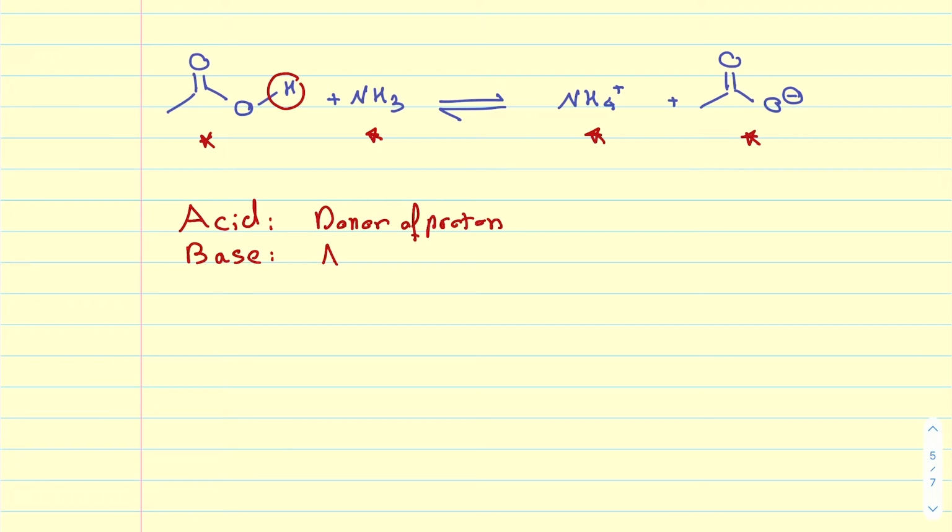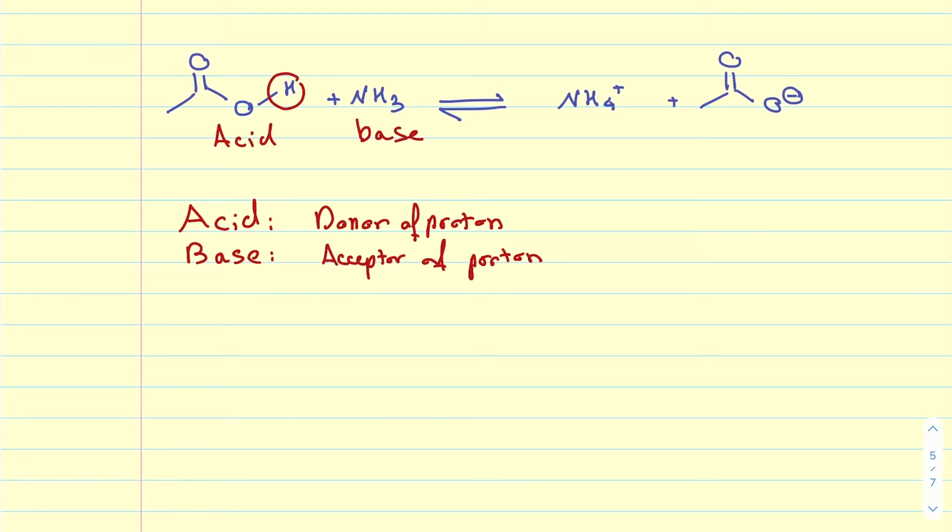Our base is the acceptor of the proton. So, on the left side of the reaction, acetic acid is our acid, ammonia is our base. However, very interestingly, when an acid donates a proton, it becomes a base because it can accept that proton. I'm not talking about how willing it will be to accept that proton, but that is technically possible.